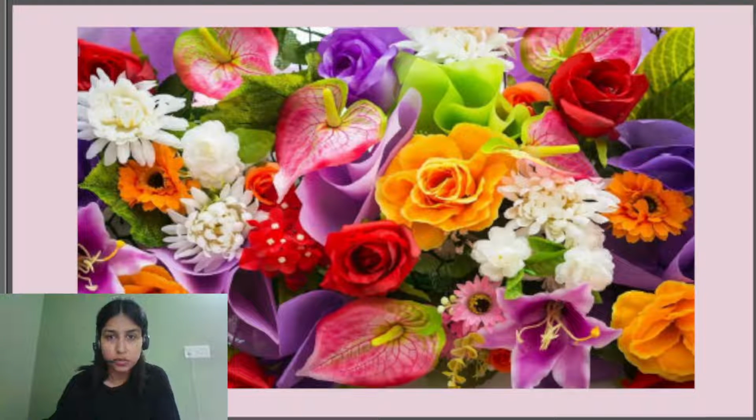Yes, so now what do you see in front of you? There are different types of flowers. Yes, they are colorful, they are bright, and we can see they have different structures as well. Like they are of different forms. Aesthetically, they are of great value, right? We can use them for decoration and other purposes.